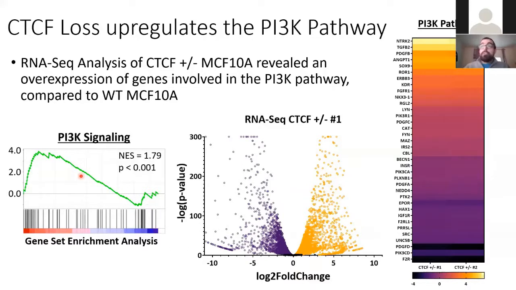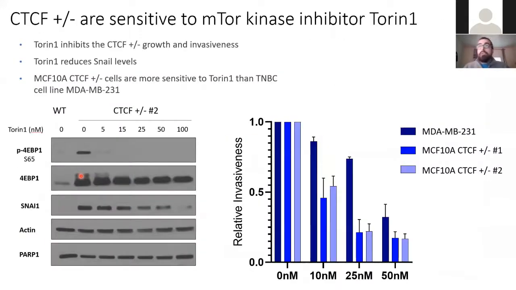So we decided to inhibit it therapeutically by using torin-1, which inhibits a kinase that is central to the PI3K pathway, which is mTOR. And we saw that inhibition of mTOR with torin-1 worked, since its downstream effector 4E-BP was not phosphorylated following the treatment with torin-1. And the treatment with torin-1 also reduced the invasiveness of our cells, specifically compared to other cancer cells, such as MDA-MB-231. And another interesting effect of torin-1 in our model was the reduced expression of SNAIL.